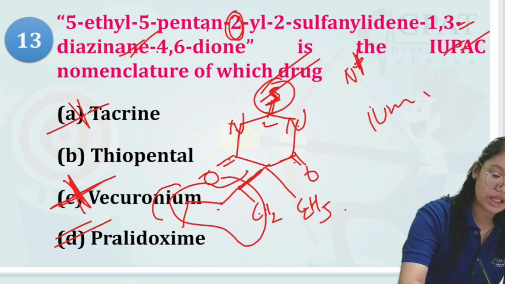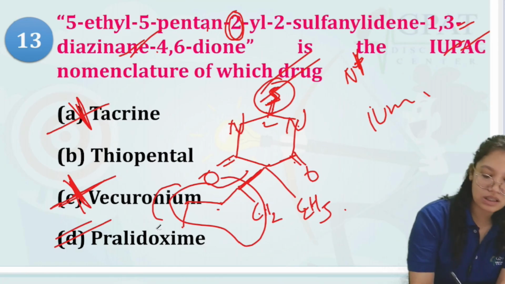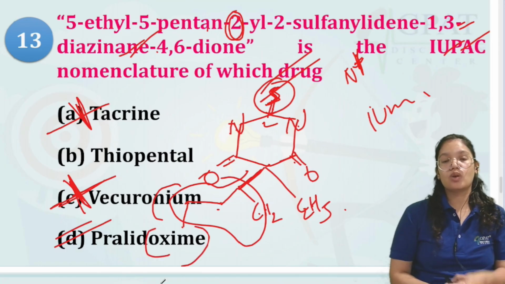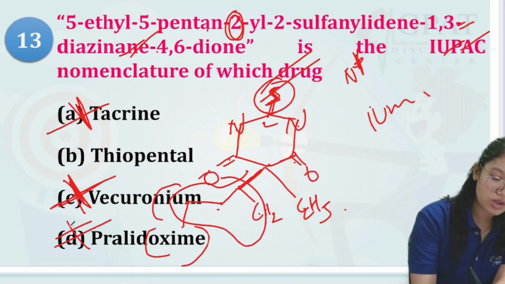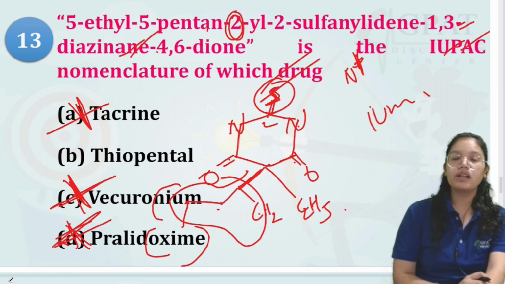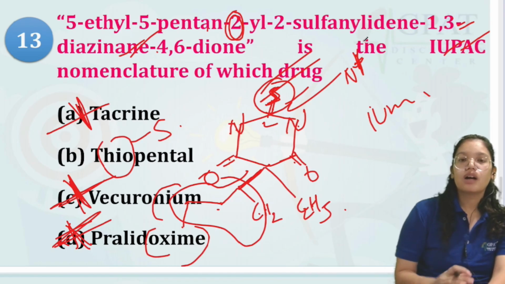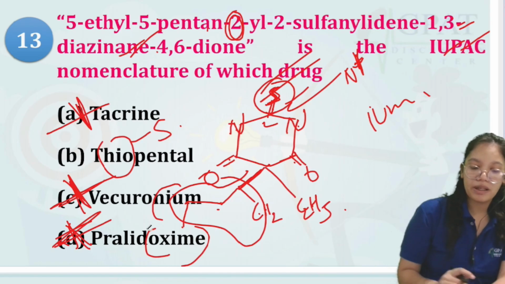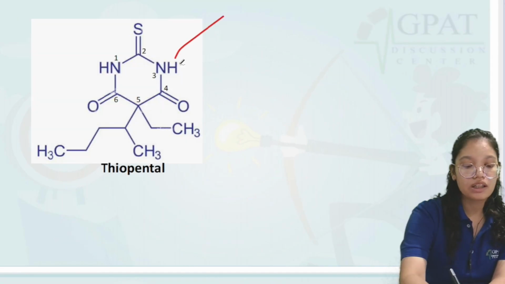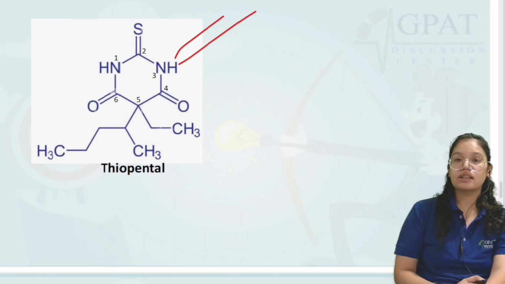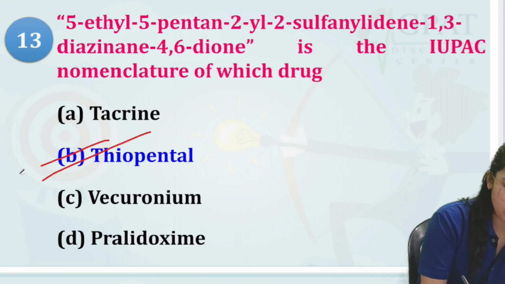So C can be removed, A can be removed. Then D says pralidoxime. It says oxime in its name, so it should contain an oxime, but here I can't see any oxime. So D is also not the option. Now B says thiopental. Thio means sulfur, and here we have a sulfur group. Pental means a pentane, and here we have a pentane. So this drug belongs to the name thiopental. This is the structure of thiopental only, and the IUPAC name belongs to thiopental.